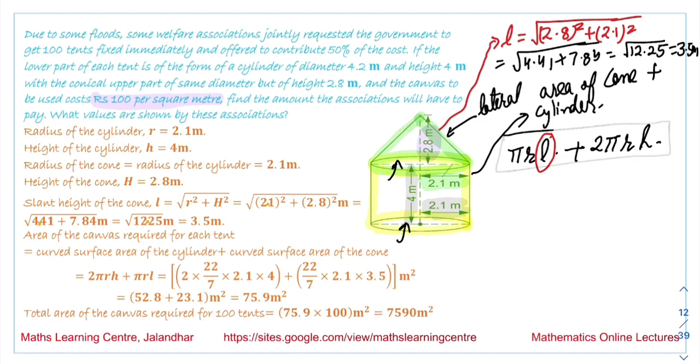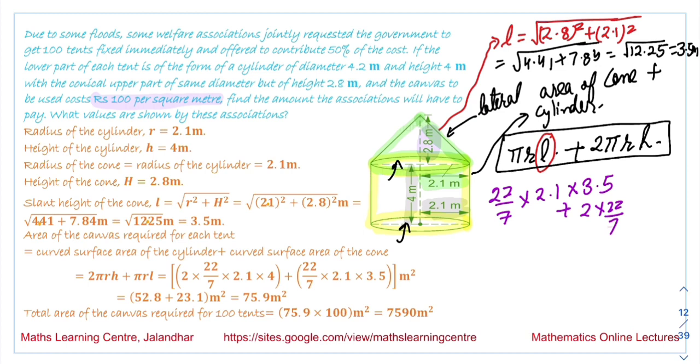So the answer we will have for the area, we substitute these values in this formula. So we get 22 by 7 into 2.1 into 3.5. This is the value of pi r l, plus 2 into 22 by 7 into the radius we have, it is 2.1, and height we have, it is 3.5. On solving these values we will get 52.8 plus 23.1, and the answer we will get is 75.9 meter square. So this is the total area of the canvas that is required to make this tent.